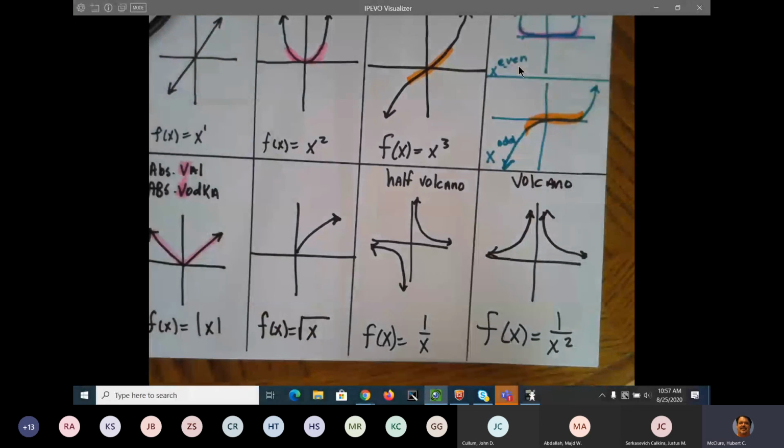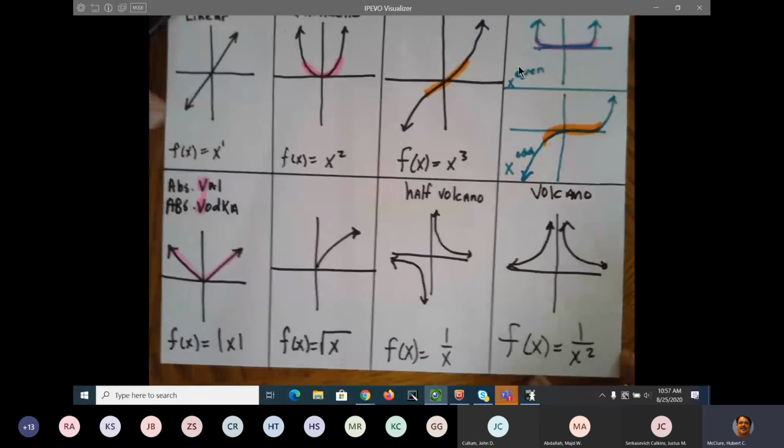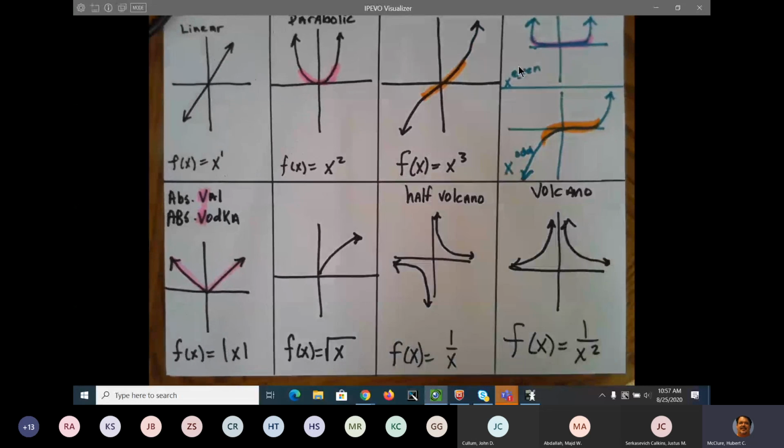Now, there's a couple more that you might want to add later on, like on the back of this page: logarithm and 2 to the x power. But you can add those later. We're going to go over those later.